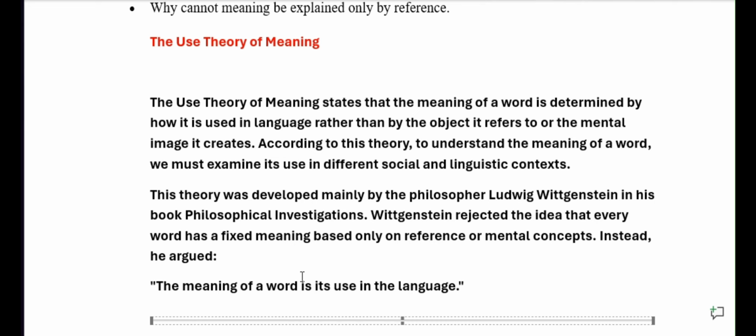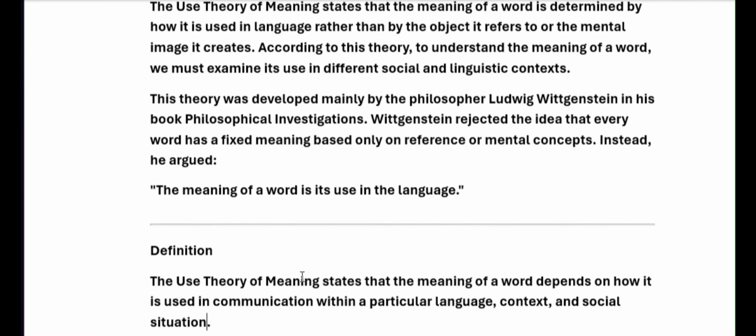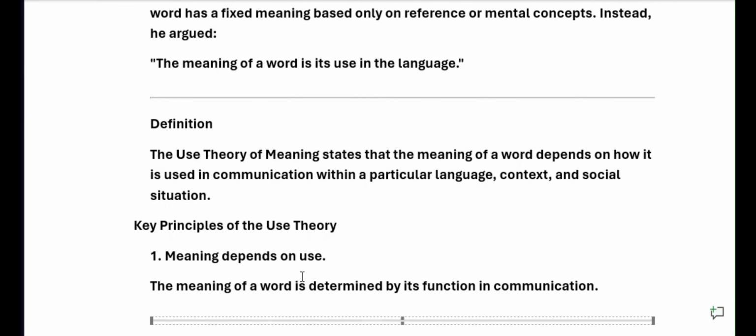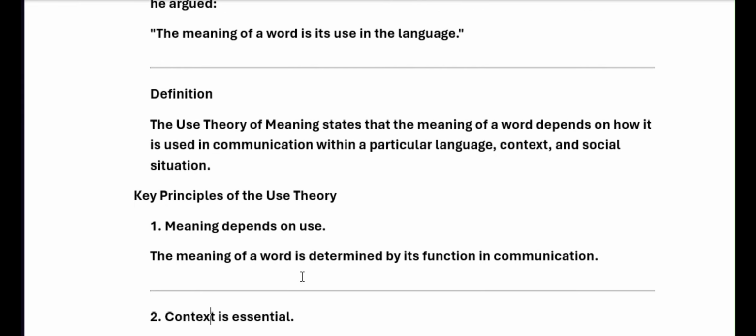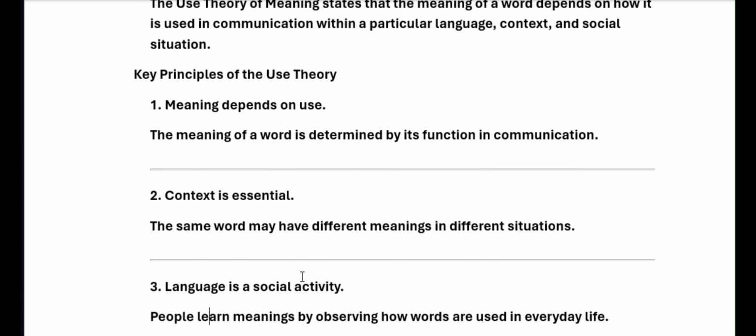Okay, definition: the use theory of meaning states that the meaning of a word depends on how it is used in communication within particular language contexts and social situations. So let's see what the key principles are. Meaning depends on the use, that we saw in the example of head. Context is essential. You cannot understand the word if you do not understand the context.